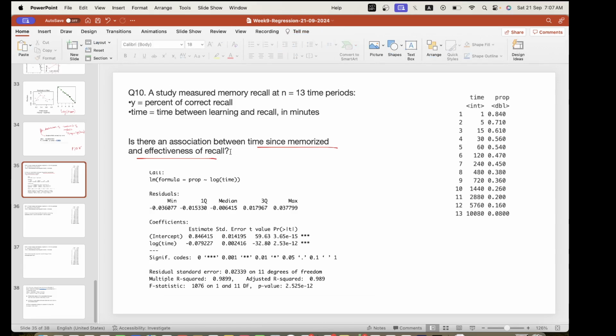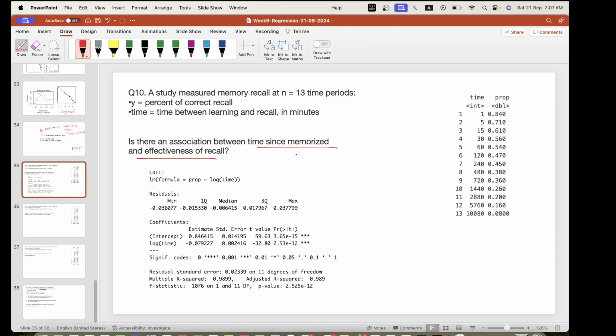So what it actually wants is that we have fit a model like this: y equal to beta naught plus beta 1 x1, where x is log time and y is the effectiveness metric, which is nothing but the proportion of correct recall.